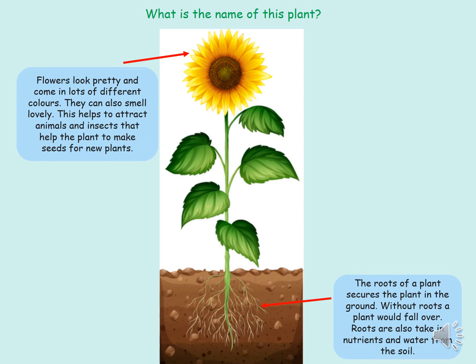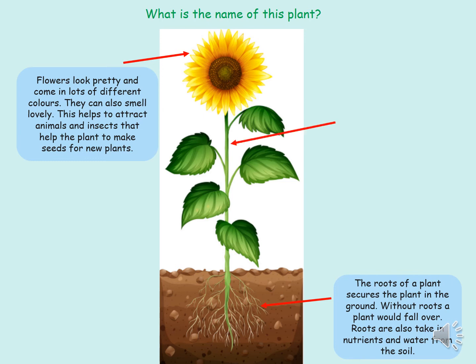Roots are also there to take in nutrients and water from the soil. So roots act as little straws, and they suck up all the nutrients, all the water, all the vitamins that are in the soil, and it transports it to all the different parts of the plant so the plant can grow nice and strong and healthy.